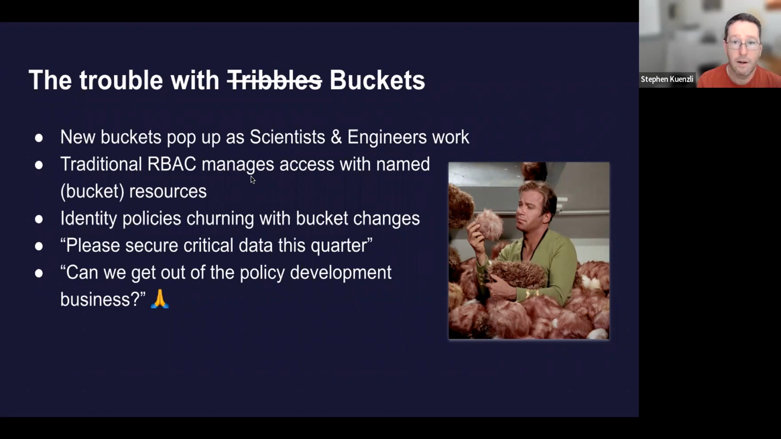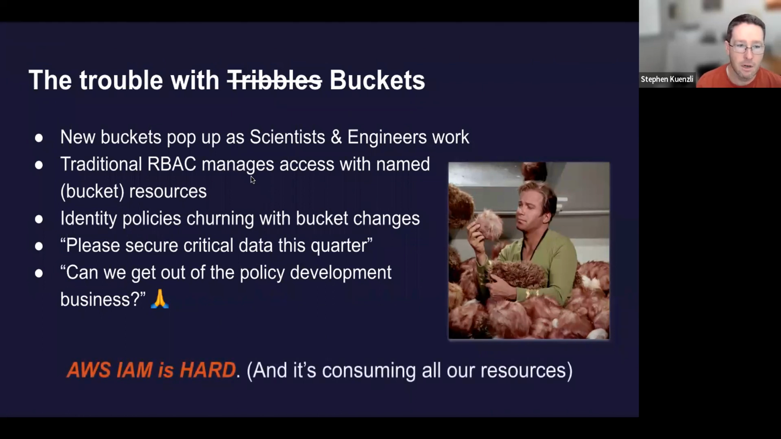And we also had a request to lock down all the access to the critical data this quarter, this year, or some other deadline. But what you're really thinking is, can we get out of this? Because AWS IAM is hard, and it's consuming a lot of resources.